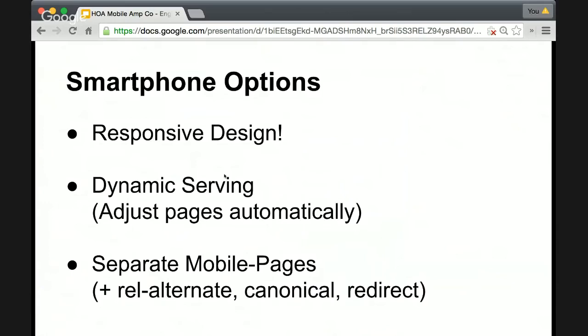So the options we have available there, the details are all in our documentation. If you're curious and you haven't set up your site to be mobile friendly yet, these are essentially the three main options that we have. We recommend responsive design. There's also dynamic serving, which is automatically serving content based on the user agent, and then separate mobile pages, where you create separate pages that are connected to your main page, which are specific for mobile devices.